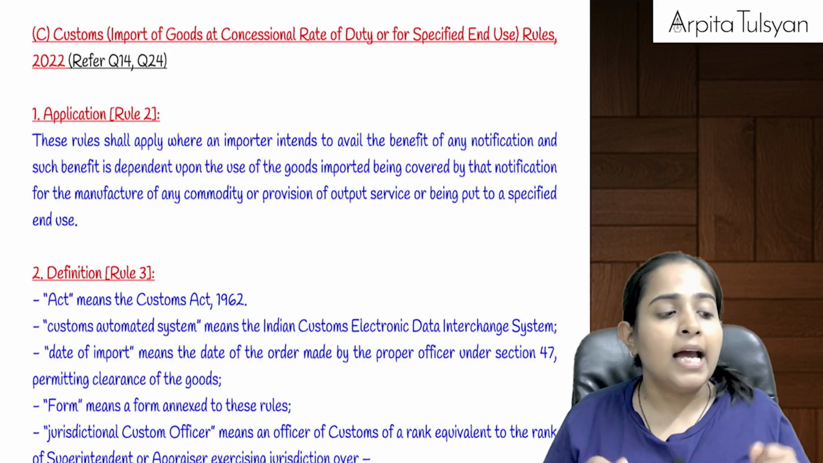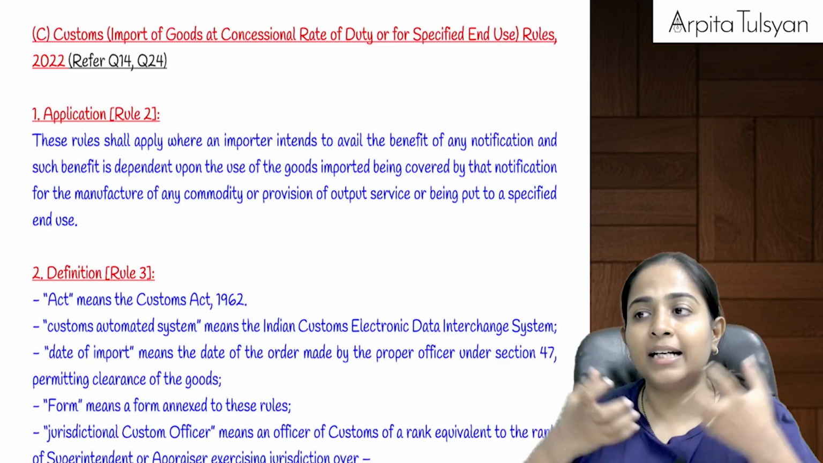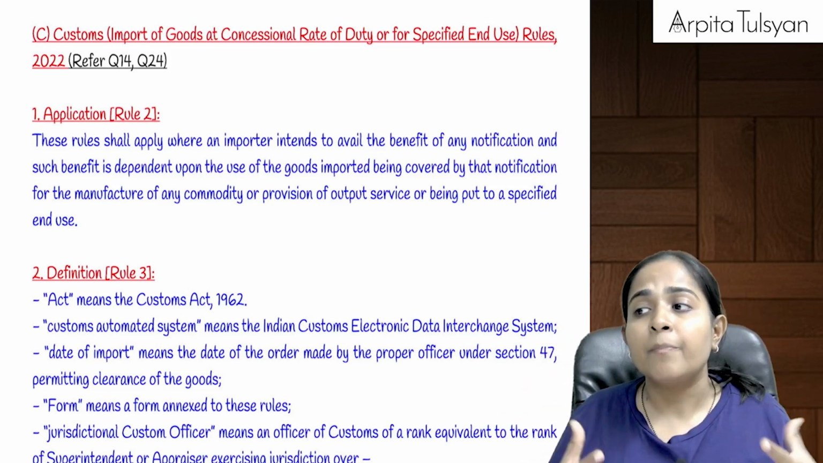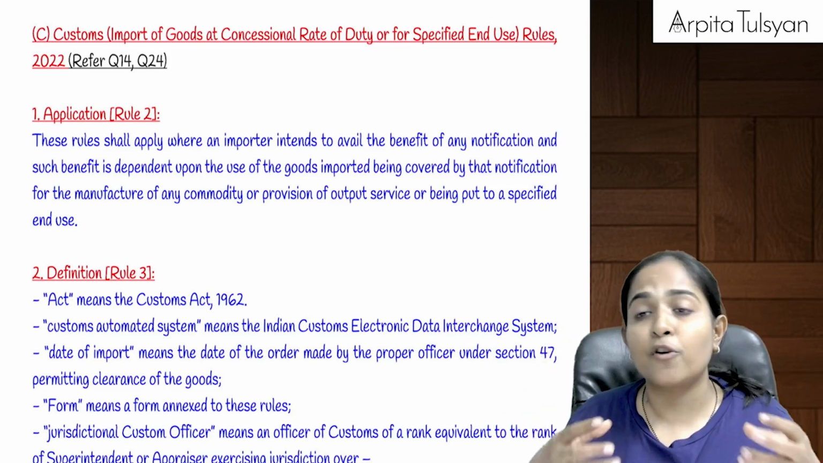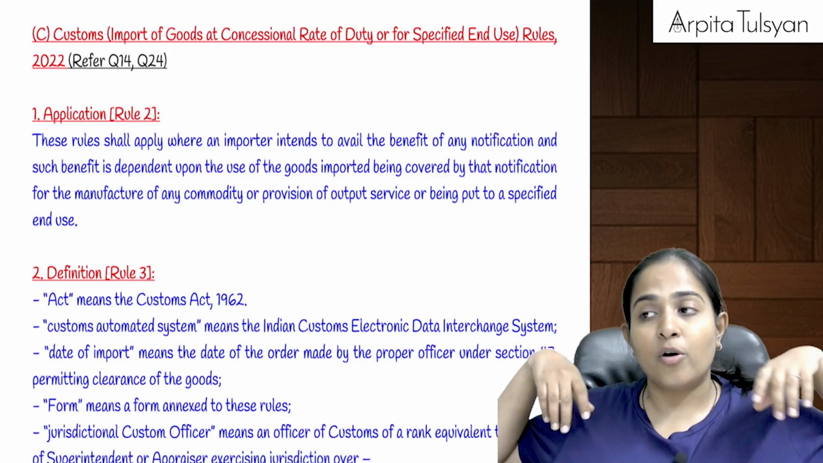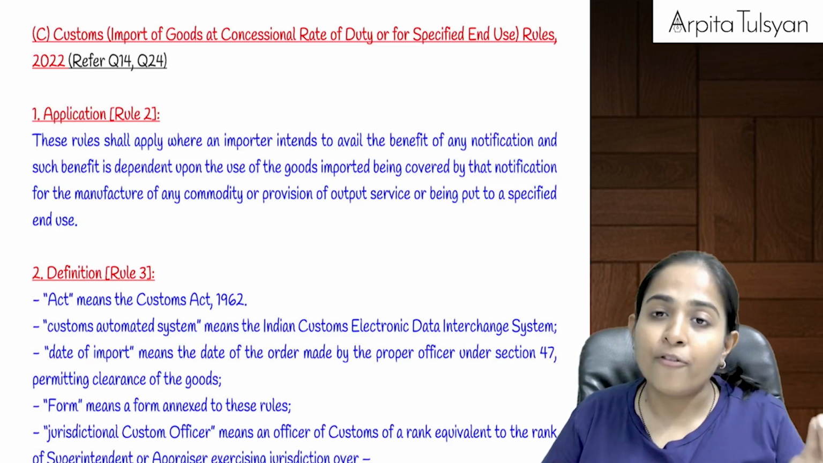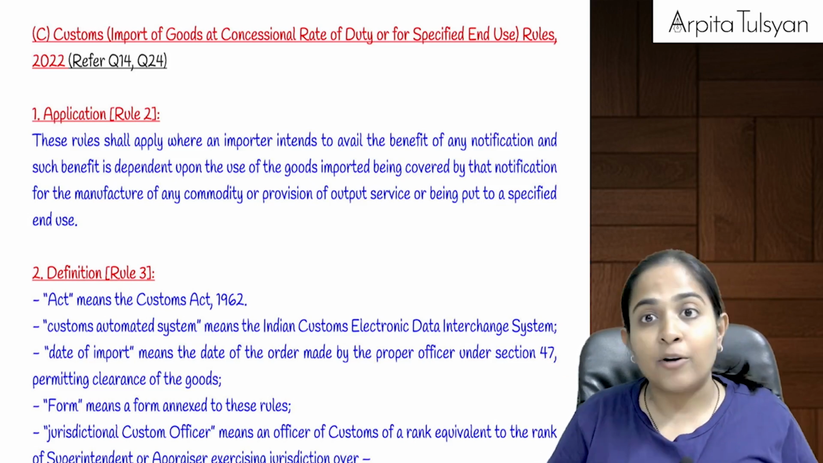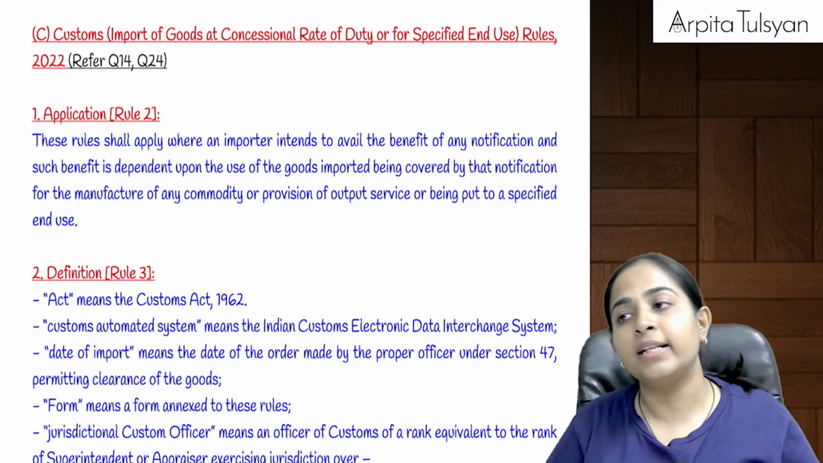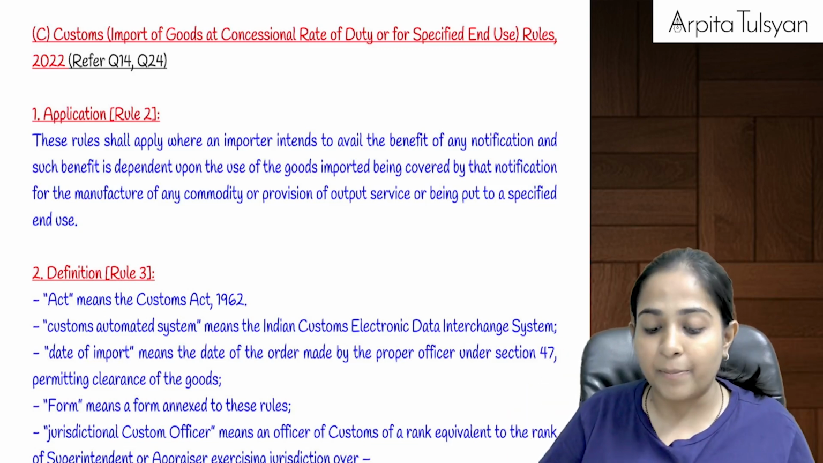Or let's say government says that you can import cloth or cotton for the purpose of making masks. So in that case we will give you concession of duty at the time of import. So you say, oh, very good. Let's start importing this and we will do the business out of it.